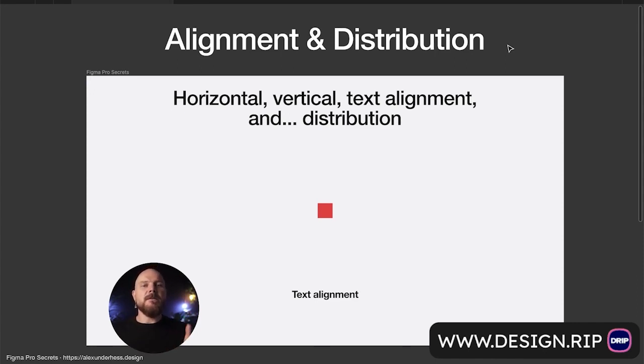Let's take a look at this screen that you see right in front of you right now. What do you see here? You see the heading, alignment and distribution, then you see horizontal, vertical, text alignment and distribution. Then you see this square right in the middle of the frame, and then text alignment, text. As you can see, they're all aligned right in the middle of the screen. There is a center alignment between all these elements.